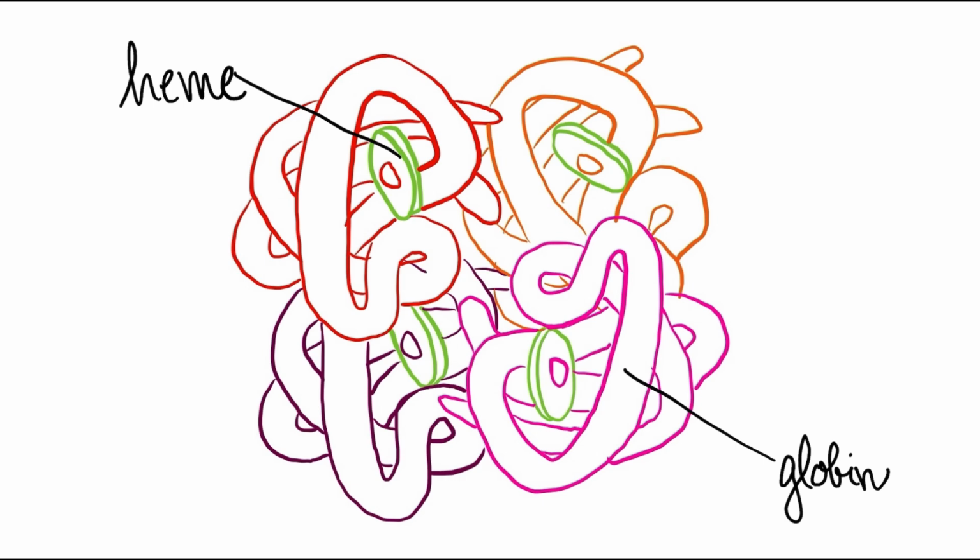Next part is the globin. The globin part is a protein. To make it simple, it's protein. There are four protein chains, and the terminal groups, NH2 groups, which amino acids contain, and to the terminal NH2 groups there is CO2, meaning carbon dioxide, bound. So the carbon dioxide binds to the protein part, while the oxygen is bound to heme.